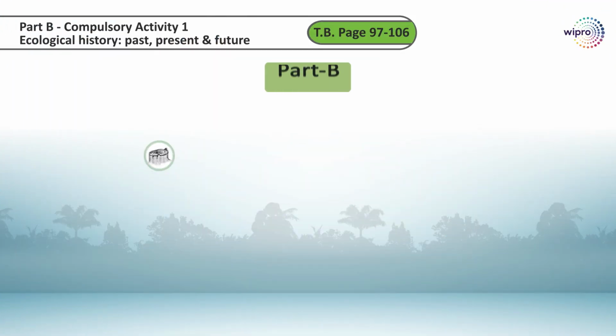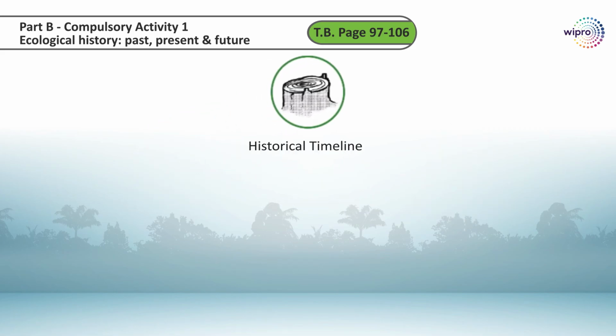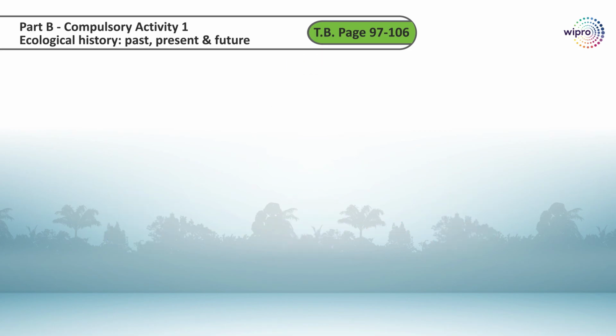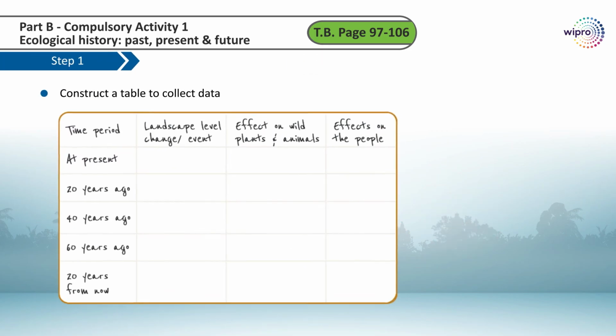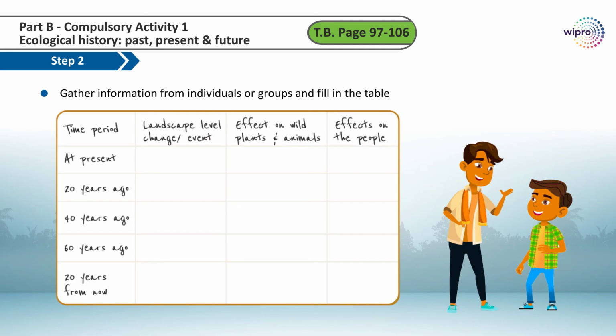There are a total of 3 compulsory activities in Part B, starting with the historical timeline activity, which you can complete in 3 steps. Step 1. Construct a table as shown in the booklet to collect data. Step 2. Gather information from individuals or groups and fill in the table.